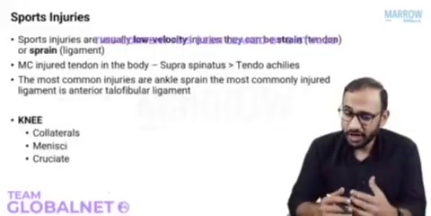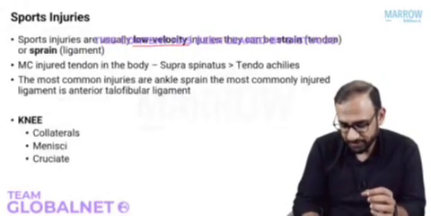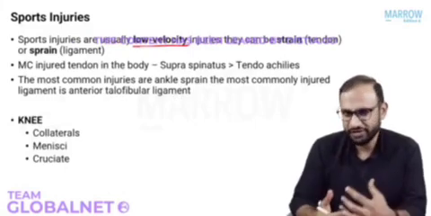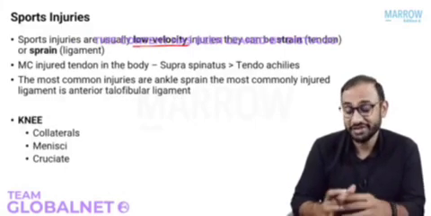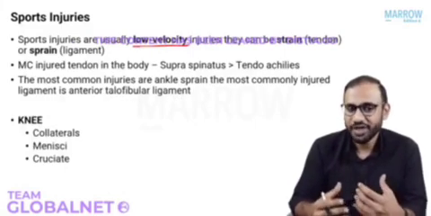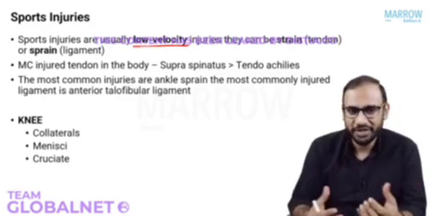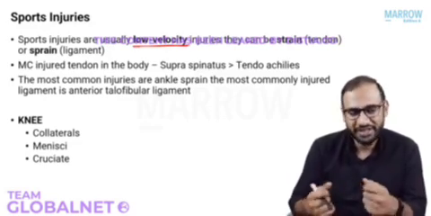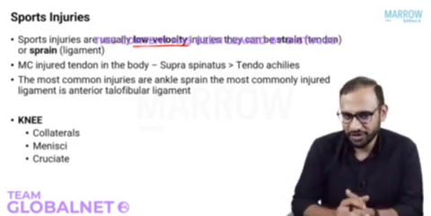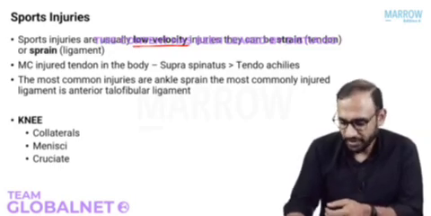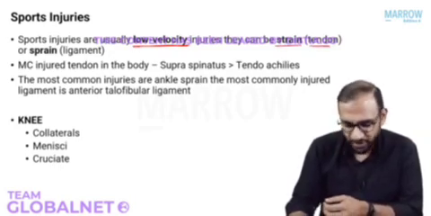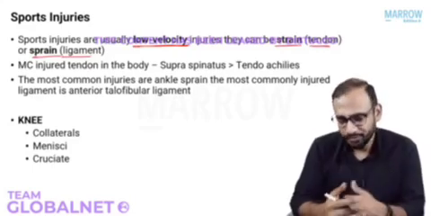The first thing you should understand is that sports injuries are usually low velocity injuries. They are not the typical high velocity road traffic accidents. They're relatively low velocity, meaning you sprain your ligament or you strain your tendon. These kinds of injuries are your sports injuries. It can either be a strain, where you injure your tendon, or a sprain, where you injure your ligament.